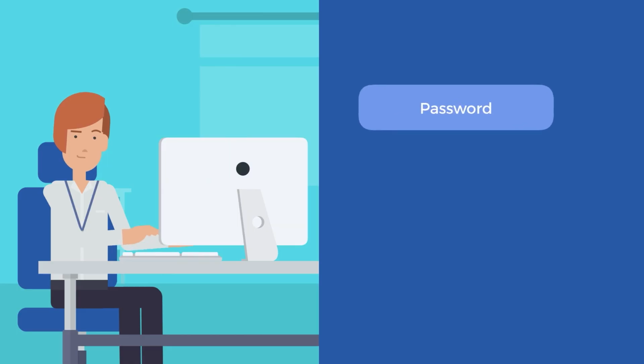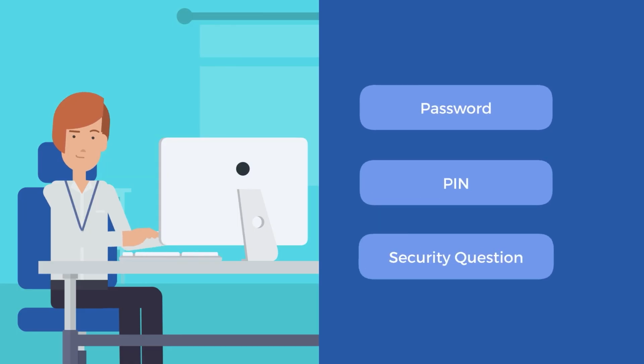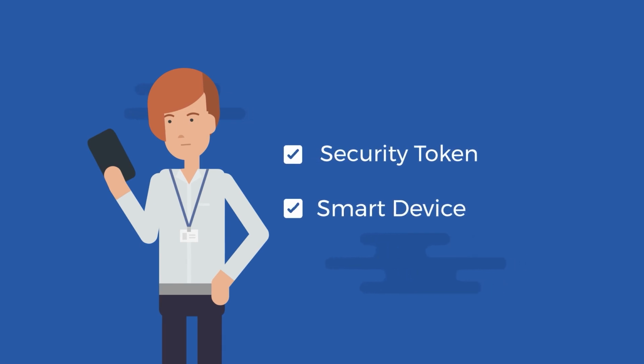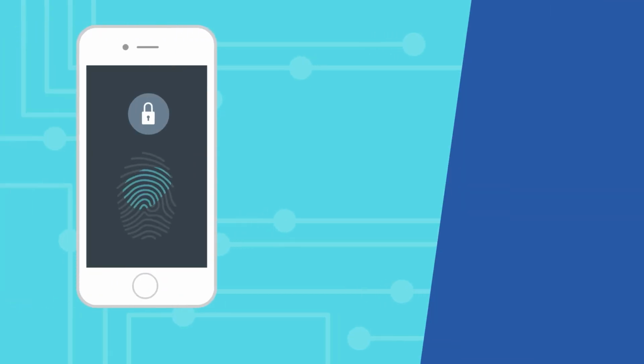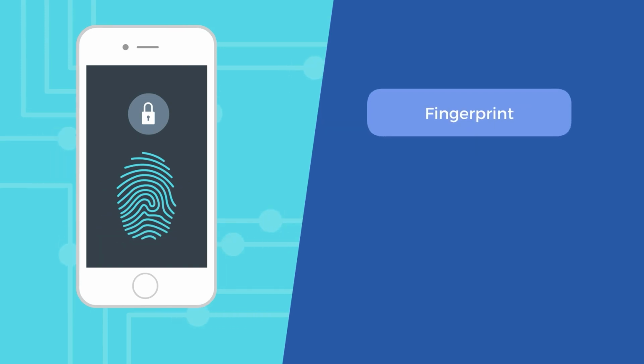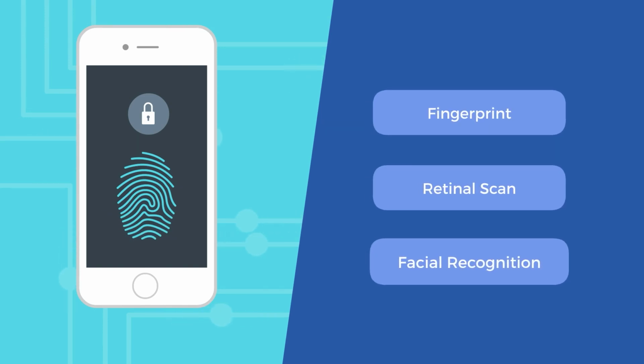further authentication from users. MFA includes a combination of something a user knows, such as a password, PIN, or the answer to a security question, something a user has, such as a security token or smart device, and something a user is, the result of a biometric verification like a fingerprint, retinal scan, or facial recognition.